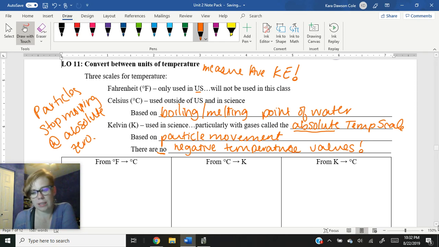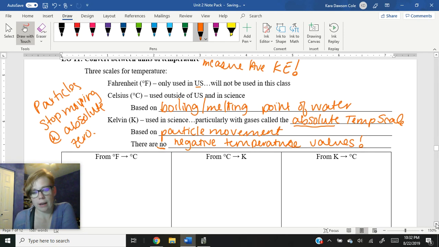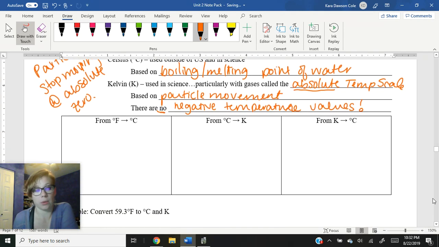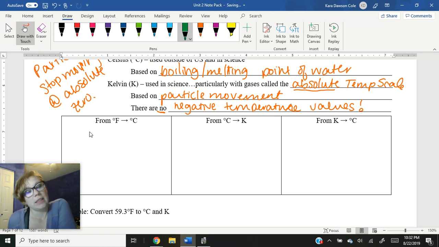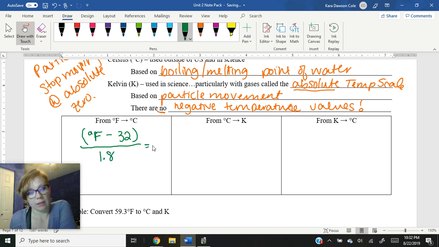So now let's look at these formulas. You have the Fahrenheit to Celsius formula on the back of your periodic table. I believe it's under miscellaneous. It might be under something different. I can't exactly remember where it's at, but it is there. So from Fahrenheit to Celsius, you have degrees Fahrenheit minus 32, and that is all over 1.8. And that gives you degrees Celsius.